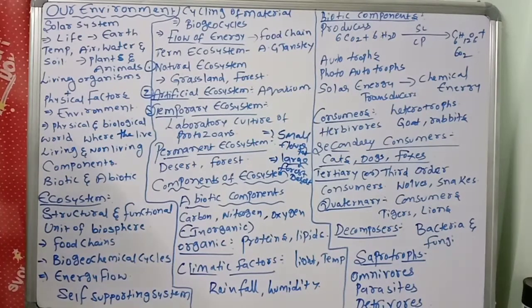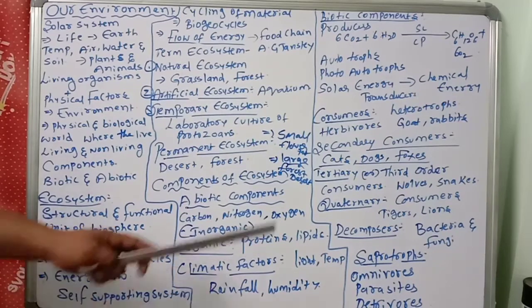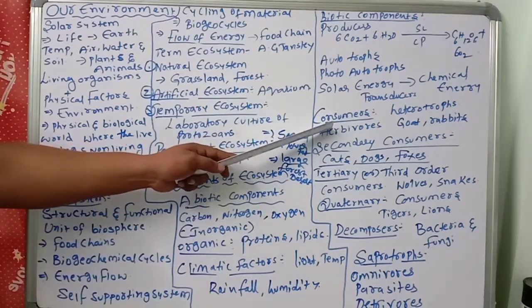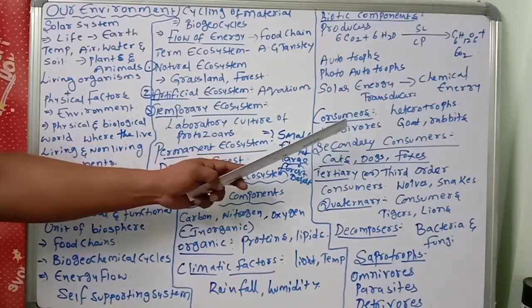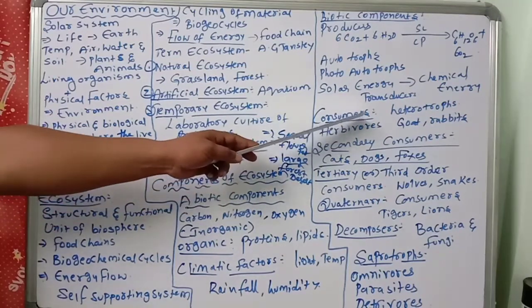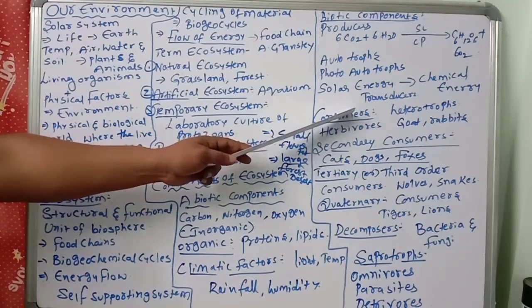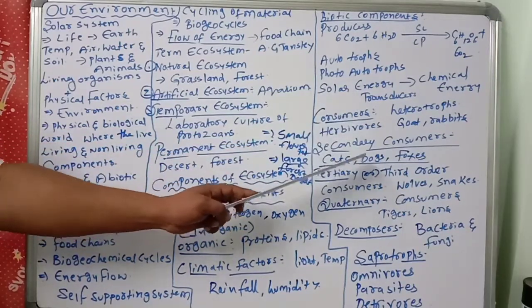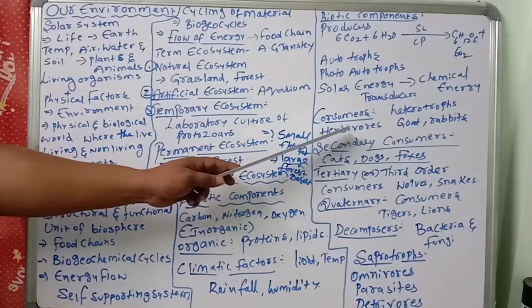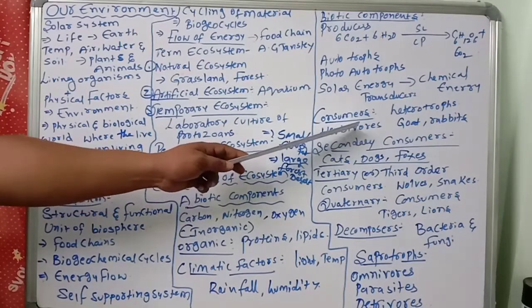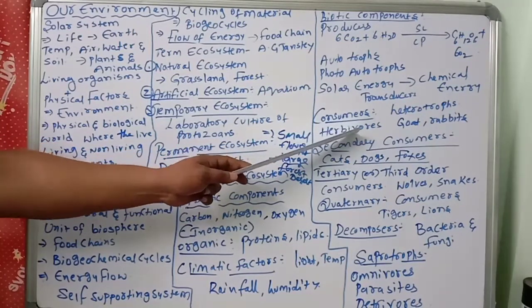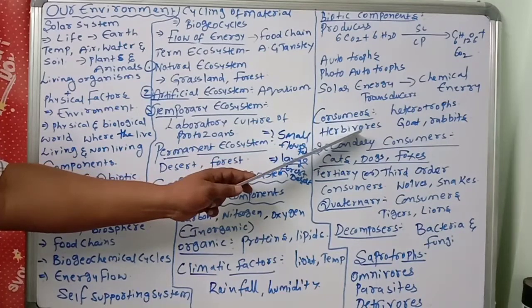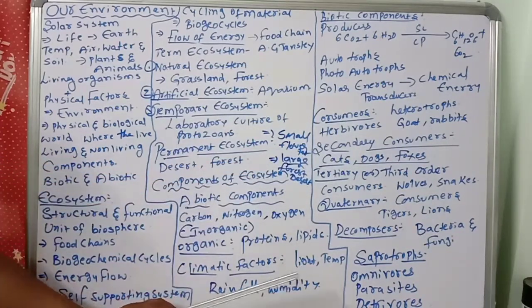Next, consumers, heterotrophs. Consumers, you know very well, are mainly the animals, and they are unable to synthesize their food. Therefore, they utilize materials and energy stored by the producers. So they are unable to synthesize, and they will depend on the producers for energy. They are known as heterotrophs.